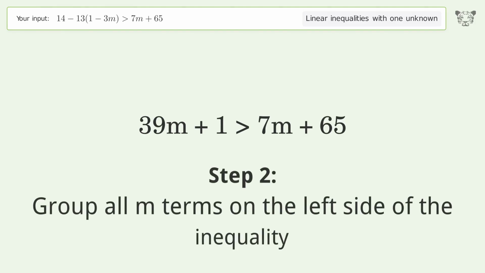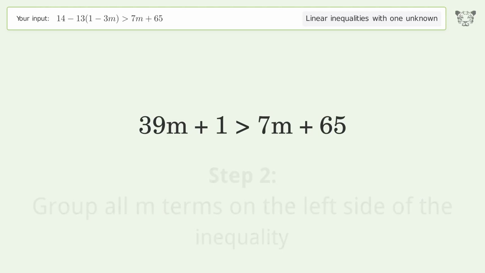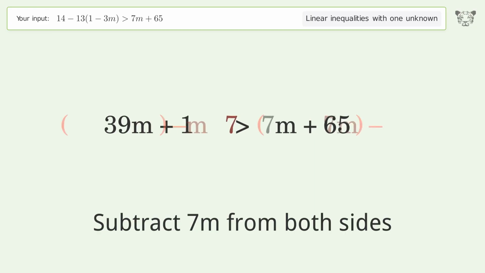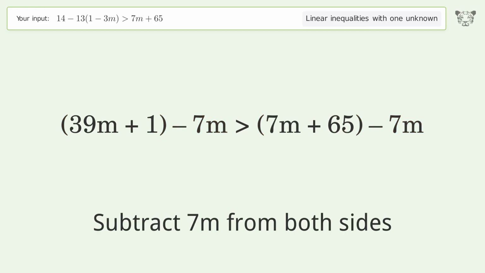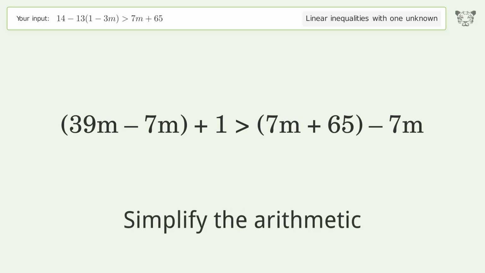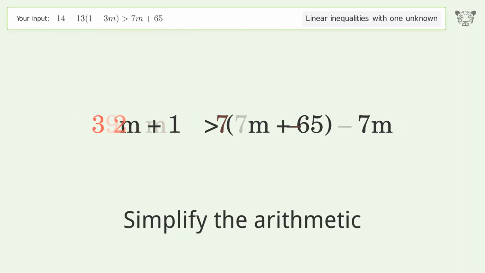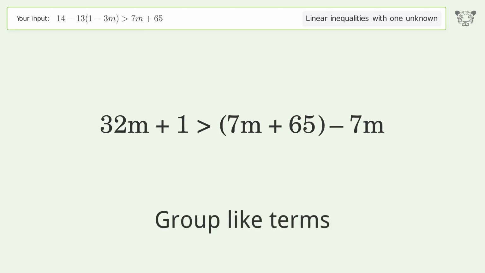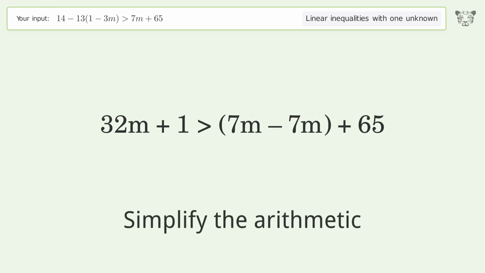Group all m terms on the left side of the inequality. Subtract 7m from both sides. Group like terms. Simplify the arithmetic. Group like terms. Simplify the arithmetic.